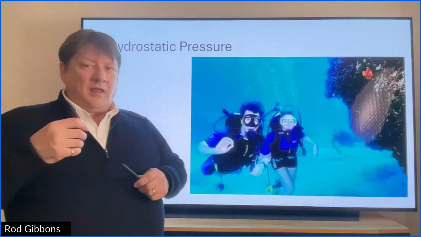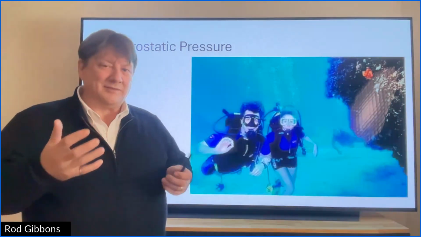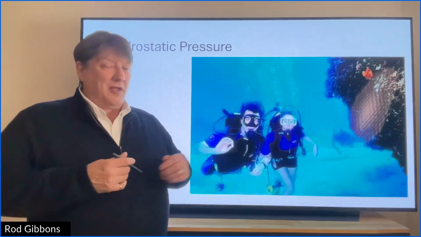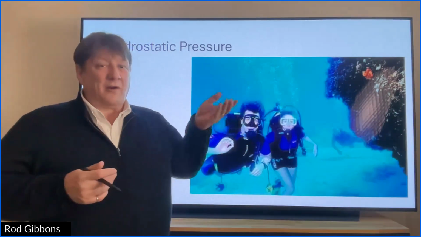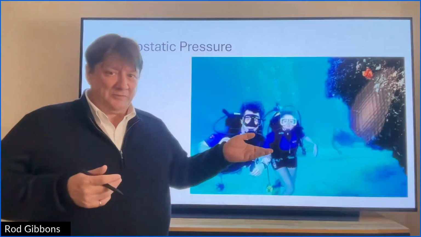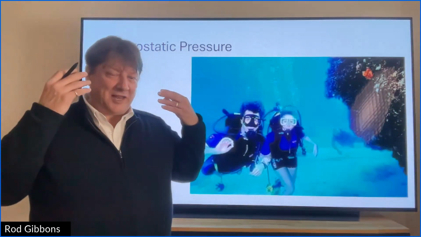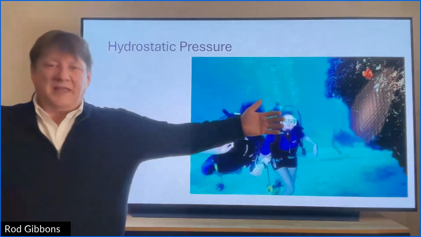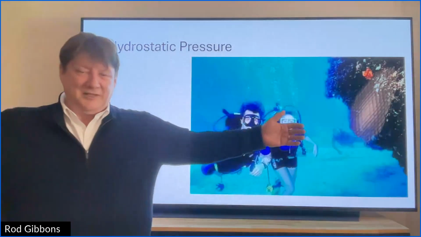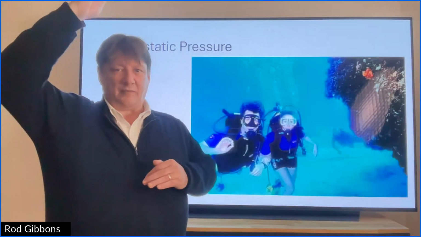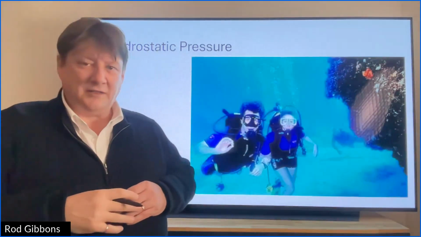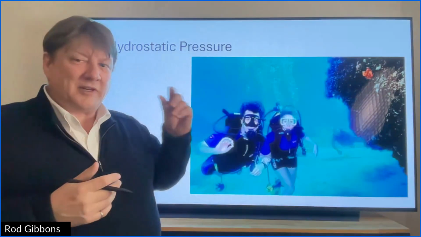What's also kind of interesting is it doesn't matter if you're 10 meters deep in the ocean or 10 meters deep in a swimming pool, the pressure is the same. It doesn't matter how big the pool is, it's how high above you that water is. That's what gives you that pressure.